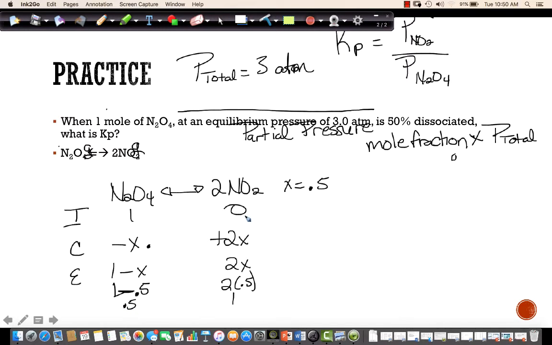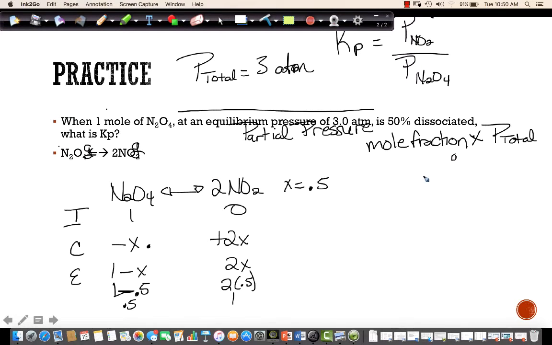Well, I'm going to make 2 moles of this for every 1 mole that decomposes. Well, I only decomposed half of it, so half times 2 would be 1. So that means that I have 0.5 moles of this and 1 mole of this.